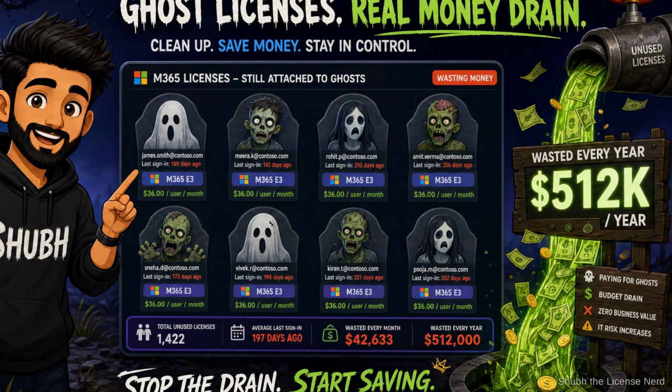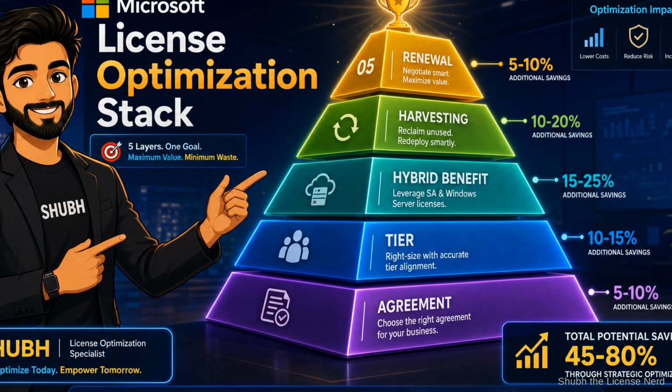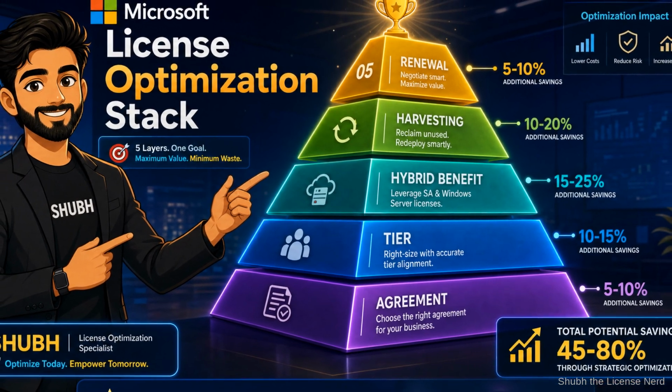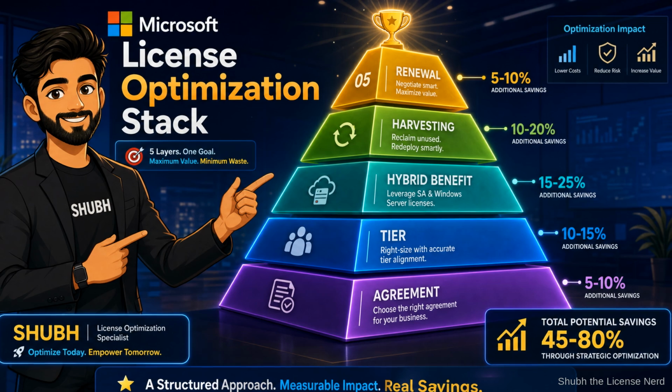Let me give you the complete Microsoft ELP framework. I call it the Microsoft License Optimization Stack. Layer 1. Agreement Optimization. Are you on the right agreement type? EA, CSP, MPSA, or Direct? Each has different discount structures.